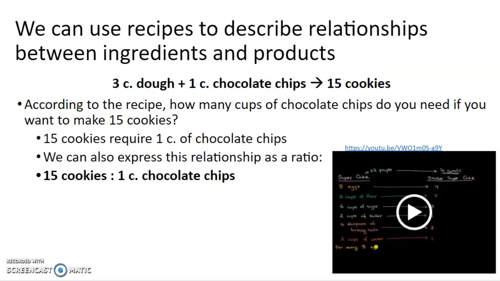On this next slide, it's saying we could use the relationship in recipes to describe the interactions between ingredients and products. So you'll watch Super Cake and it'll go and break down recipes. So go ahead and watch them make the super cake and then the smaller super cake.